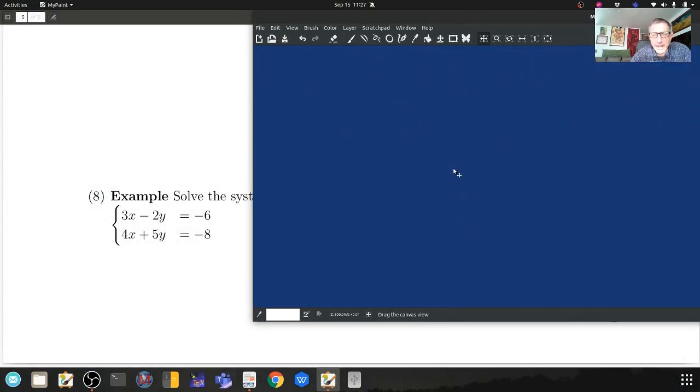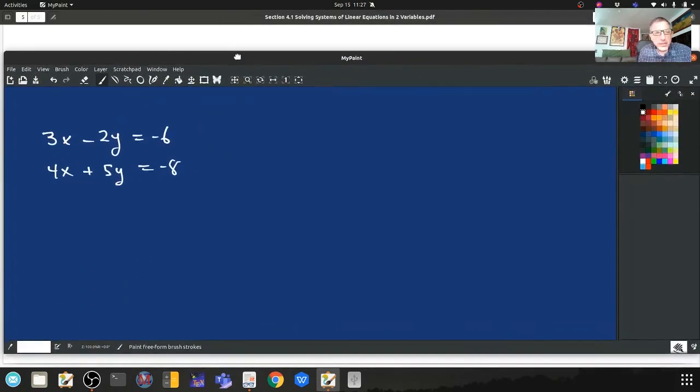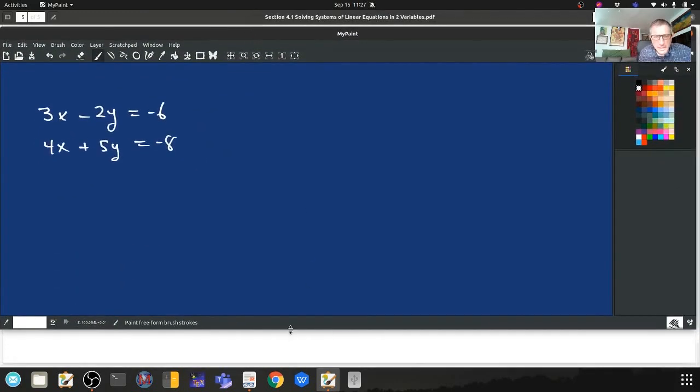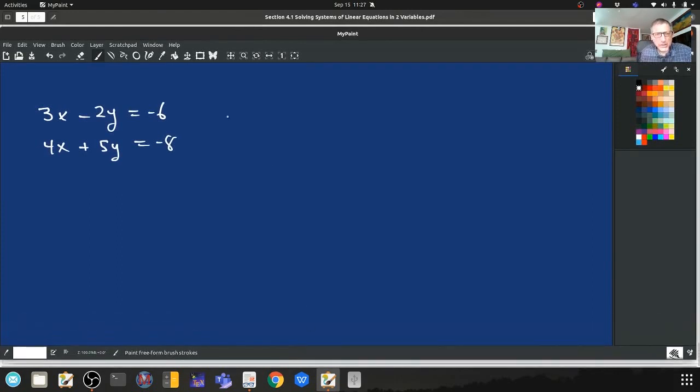Let me write down the equations. 3x minus 2y is equal to minus 6. 4x plus 5y is equal to minus 8. The only problem is I can't change the top bar color in this particular program. I wish I could, because I can hardly see where the top bar is to move it when I need to move it.